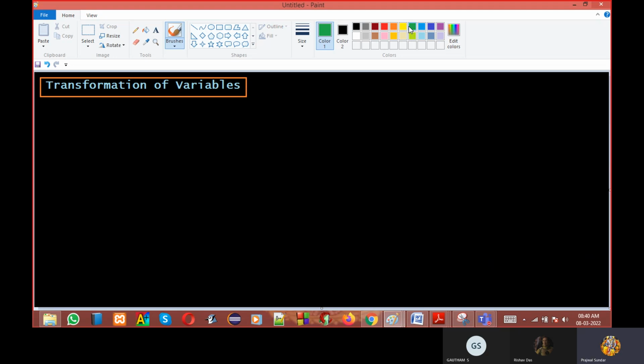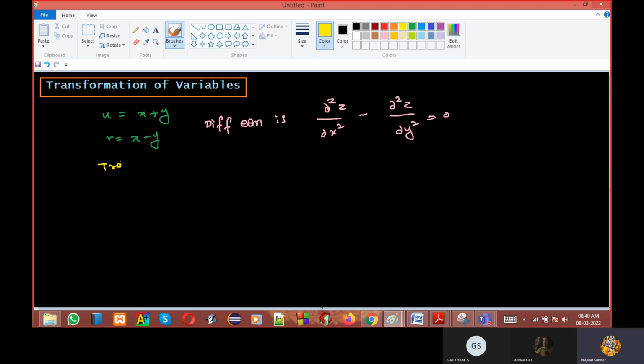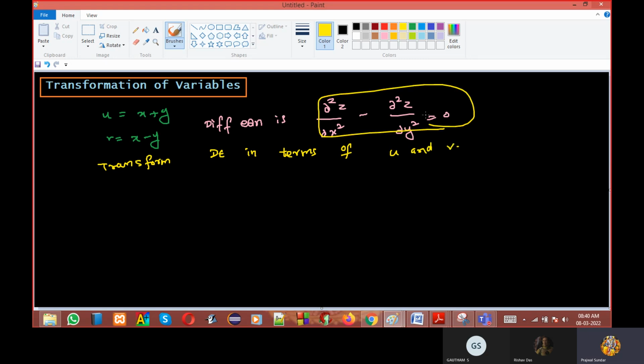I'll give an example of the concept. They are giving u as x plus y and v as x minus y, and the differential equation dou squared z by dou x squared minus dou squared z by dou y squared equal to 0. They're saying transform the differential equation in terms of u and v. It is the same equation, but you should transform it in terms of u and v.